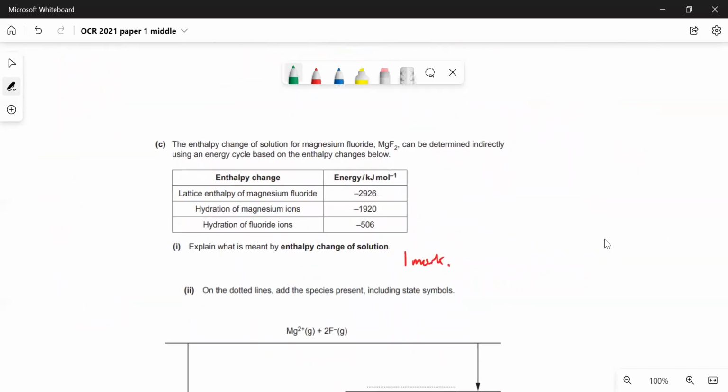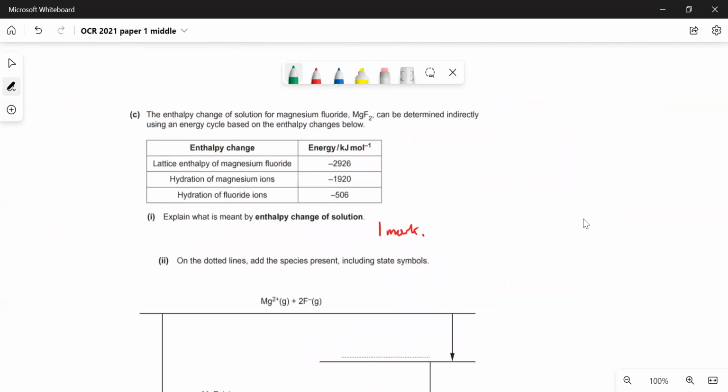Okay. Enthalpy change of solution, magnesium fluoride. So they've given us the lattice enthalpy and the hydration of the magnesium ions and the fluoride ions there. Okay. Explain what is meant by the enthalpy of solution. Well, the enthalpy of solution is the enthalpy change occurring when 1 mole of substance is dissolved in water.